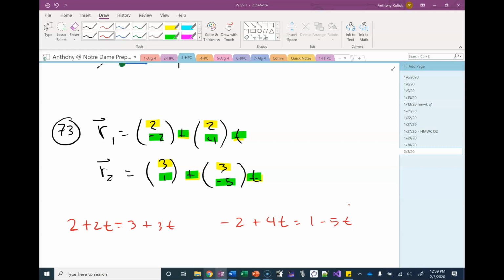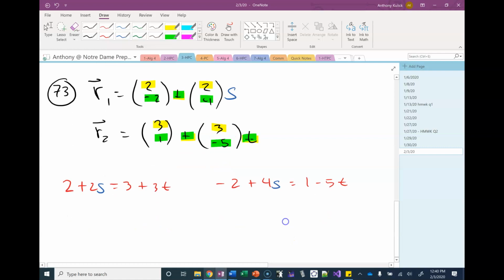Oh my goodness. This first equation is supposed to be in S, isn't it? Look at this. Great googly moogly, Mr. Kulik. So I'll try to draw those more like an S and less like a 5, but I know my 5s and S's look pretty similar.